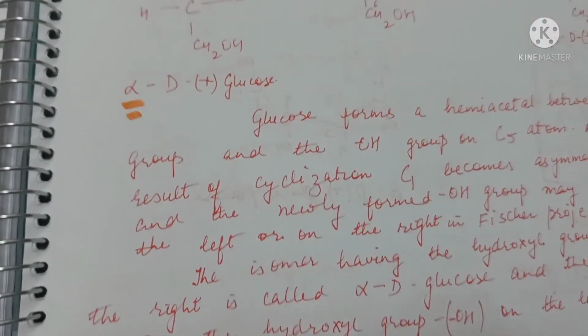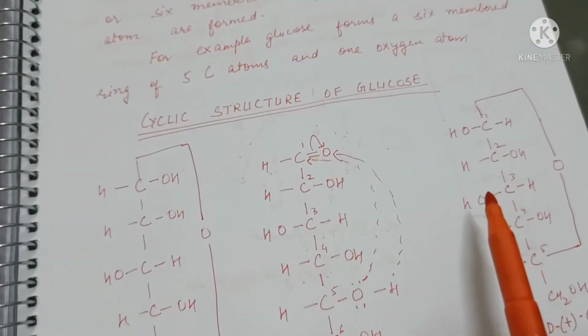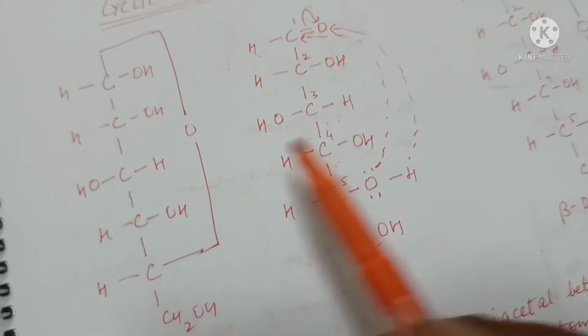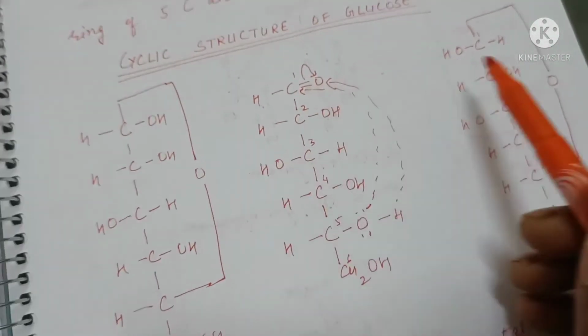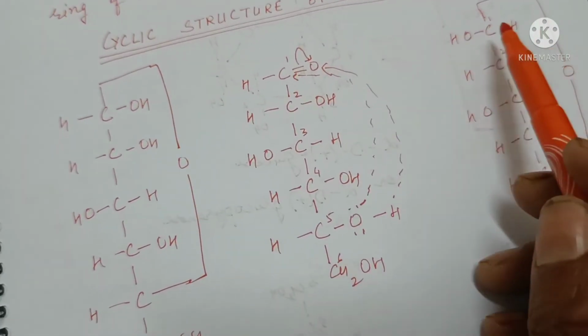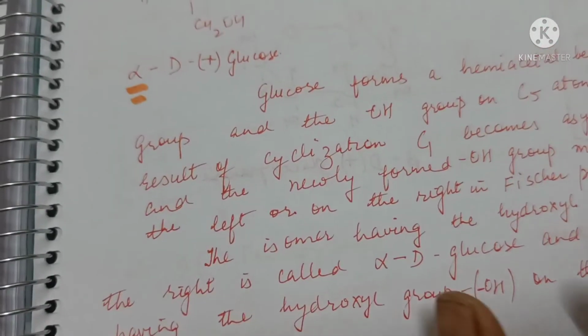So these two forms are not mirror images of each other. They are simply isomers of each other. Such isomers which differ from each other only with respect to the position of the OH group attached to the first carbon atom are called anomers.